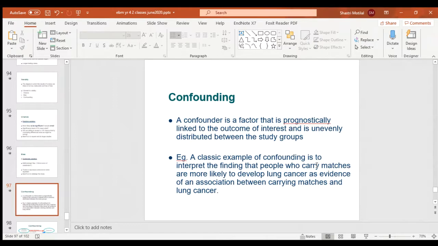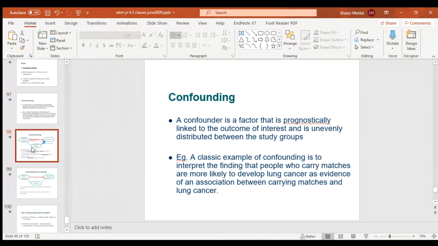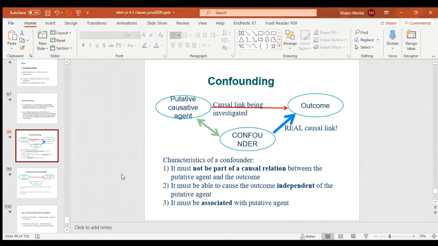So can cigarettes lead to lung cancer? Yes. Can cigarettes lead to lung cancer in someone who does not have a box of matches? Yes. Is having a box of matches associated with smoking? Yes. So those are the 3 criteria we use to say that a confounder is a confounder. The confounder must be able to cause the disease. The confounder must be associated with the agent you're looking at, but it must be able to cause the disease even if this agent is not present. Smoking could cause cancer even if a person doesn't have a box of matches on them.